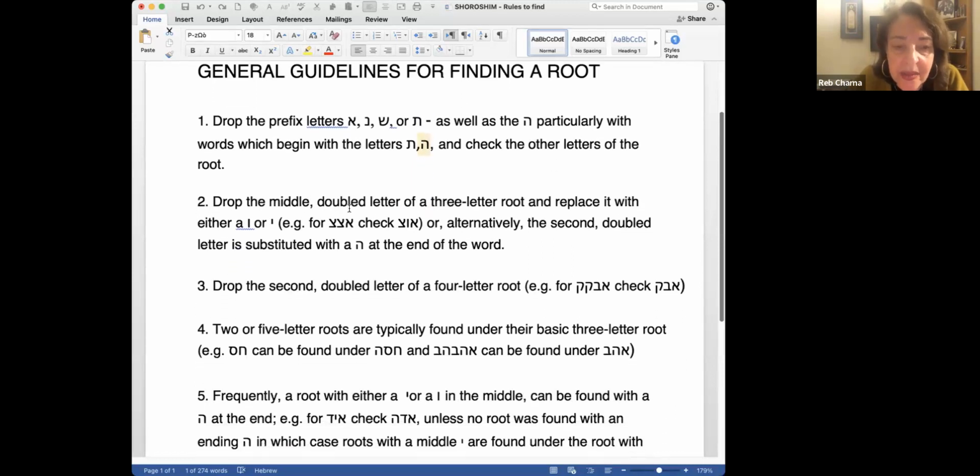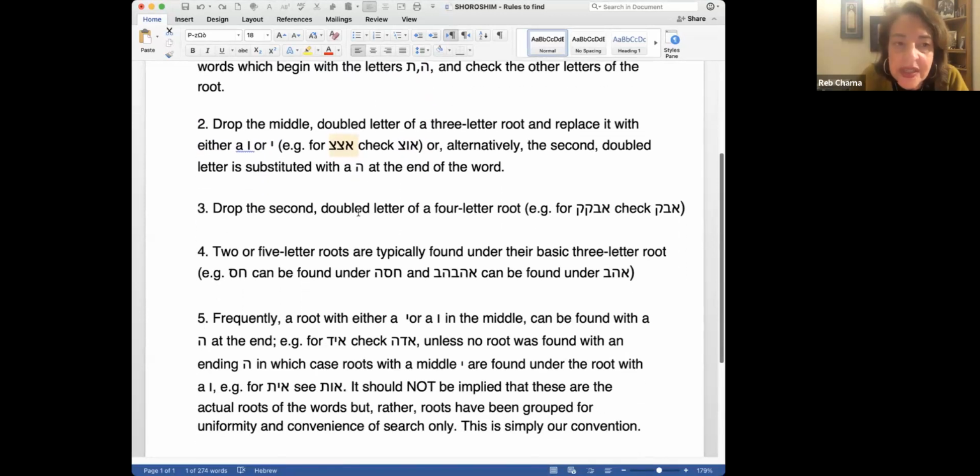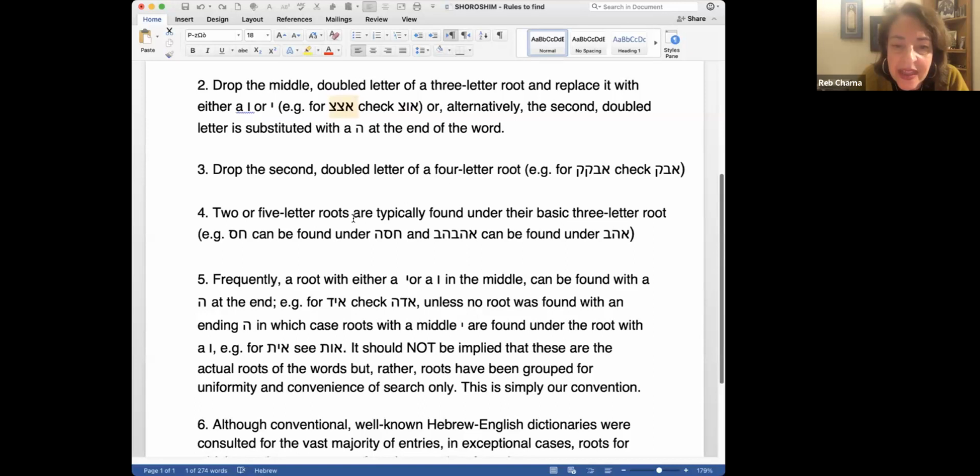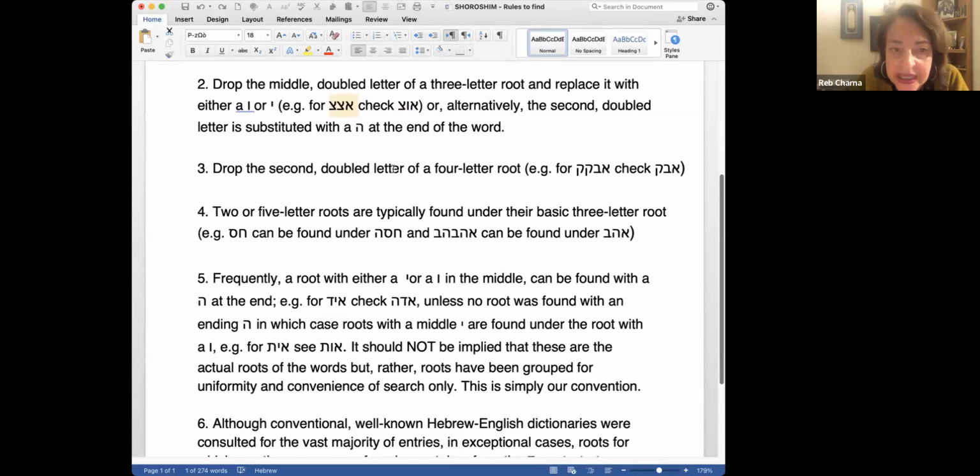Also, sometimes you have a doubled letter in a three-letter root, and it can be replaced with either a vav or a yud. So here, if the root is aleph, tsadi, if you see that, you can check this as being the root. Sometimes the middle letter will get doubled. I know this is confusing, but if you're having trouble, these are just some hints you could have. I think printing this out is really going to help you get into it.